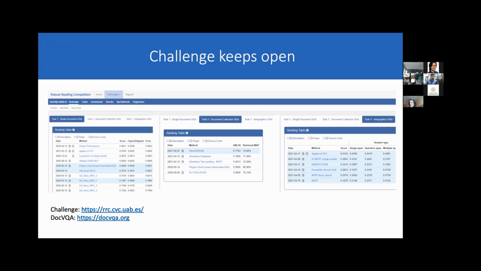Just before finishing, I would like to remind everyone that even though the competition calendar has been closed, the challenge keeps open, so you can still submit new ideas and new method results. You can find the challenge in the Robust Reading Competition portal, and we also have a project webpage at DocVQA.org.